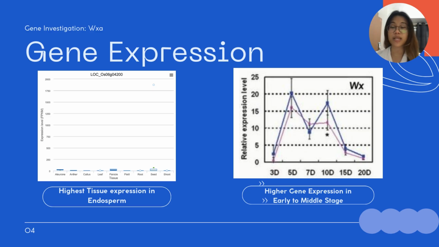Now for the gene expression. So, as mentioned earlier, WXA is highly associated with the endosperm in seeds where the enzyme GBSSI is synthesized. Moreover, gene expression is higher during the early to middle stage and decreases as the seed reaches maturity.